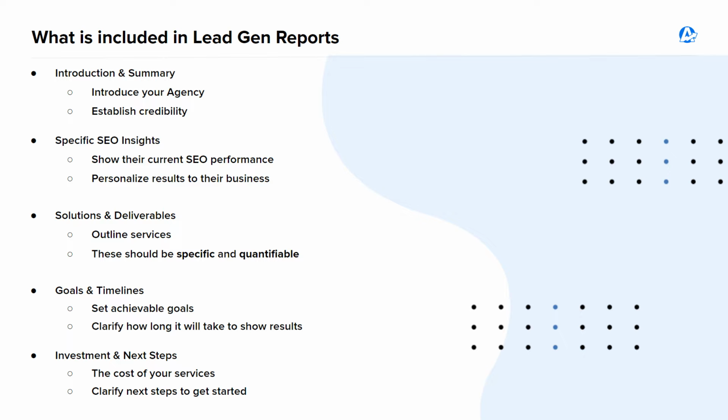You'll also want to outline what tasks and projects you'll be doing as part of their SEO campaign. You'll want to outline your key services and deliverables so the client knows what to expect from you. These should be specific and quantifiable. For example, if you're creating new content for their website, outline how many pages or blog posts they should expect each and every single month. Also outline what kind of SEO reporting they'll receive from you.